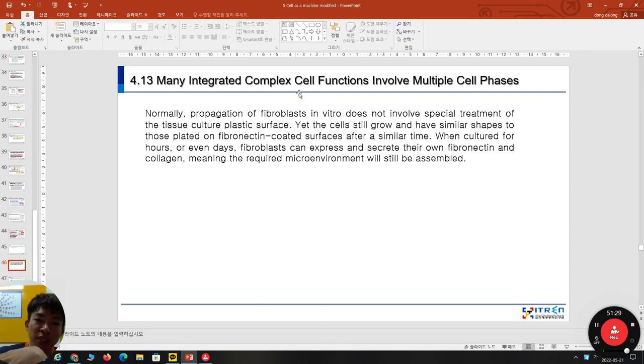And then many integrated complex cell functions involve multiple cell phases. Normally, propagation of fibroblasts in vitro doesn't involve special treatment of the tissue culture plastic surface. Yet, the cells still grow and have similar shapes to those placed on a fibronectin-coated surface after a similar time. When cultured for hours or even days, fibroblasts can express and secrete their own fibronectin and collagen, meaning the required fiber microenvironment will still be assembled. So here, as I told you before, the cells make their own favorable microenvironment over time. Okay, so you can keep that in mind.